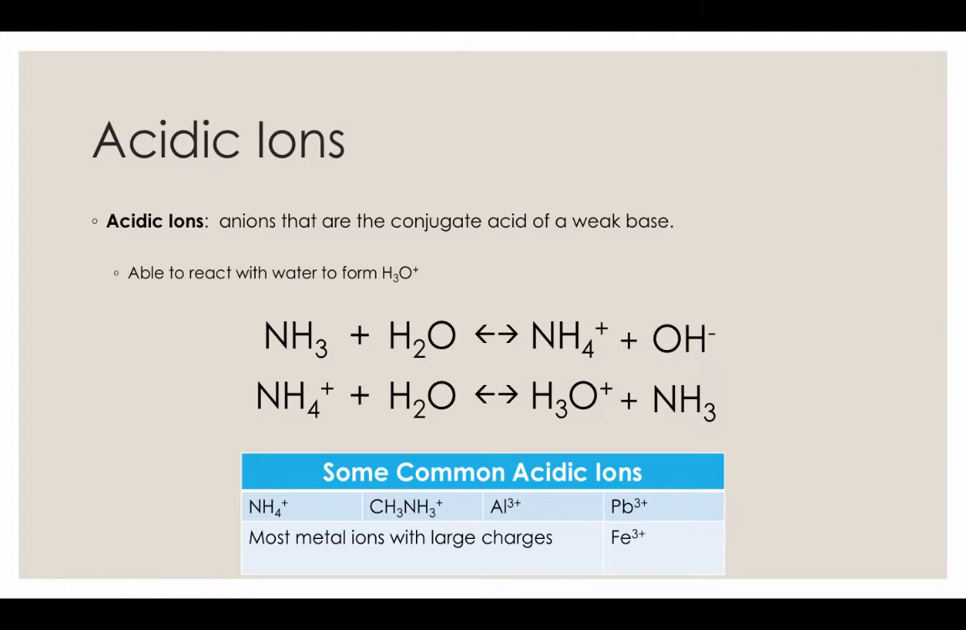Here are some common acidic ions. Again, notice that many of these are the conjugate acids of weak bases, such as NH4+ and CH3NH3+. The others are metal ions with large charges. In a moment, we'll look at why these have acidic properties. Any salt that contains any of these ions will dissociate in water to produce a slightly acidic solution.